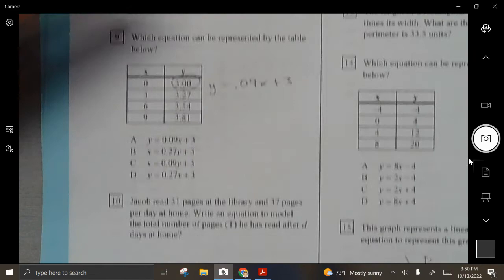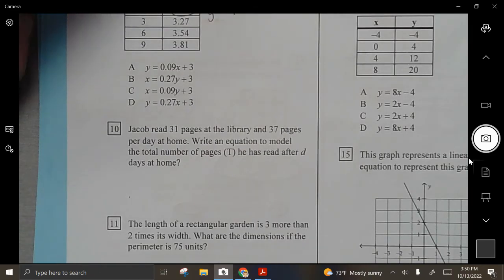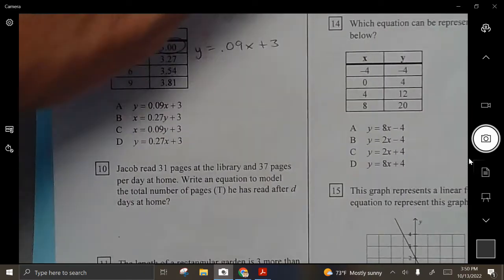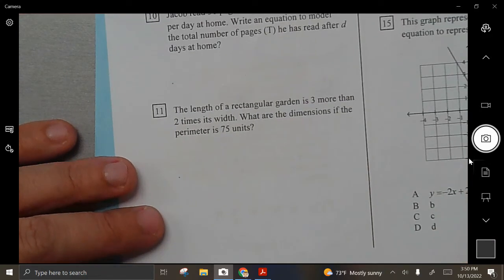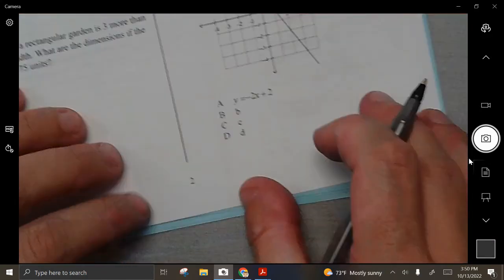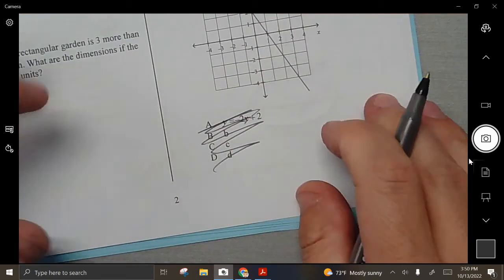Let's try number 11. You're going to push pause on number 11 and try it on your own, okay? This is the last one we're going to do. You guys got the rest of this on your own, no worries. And number 15 is messed up. Obviously, the answer's there, so no worries.